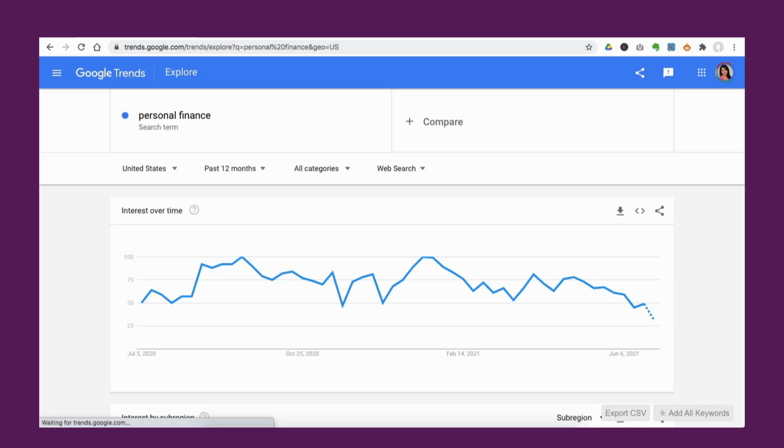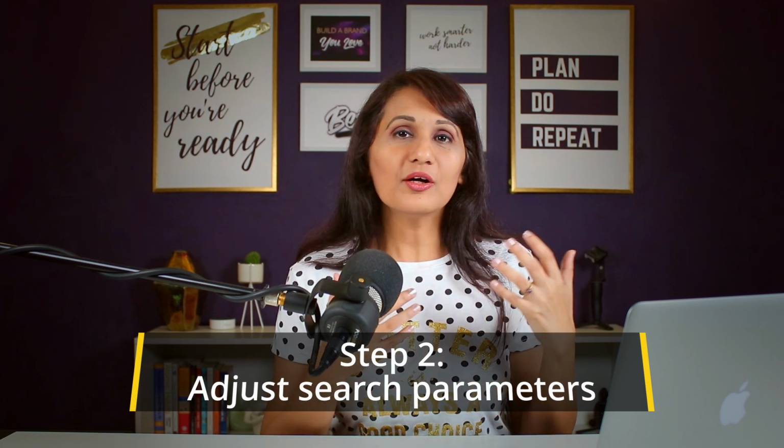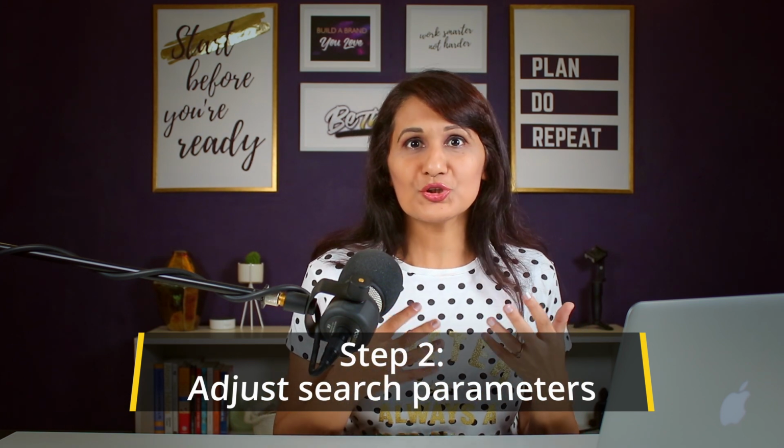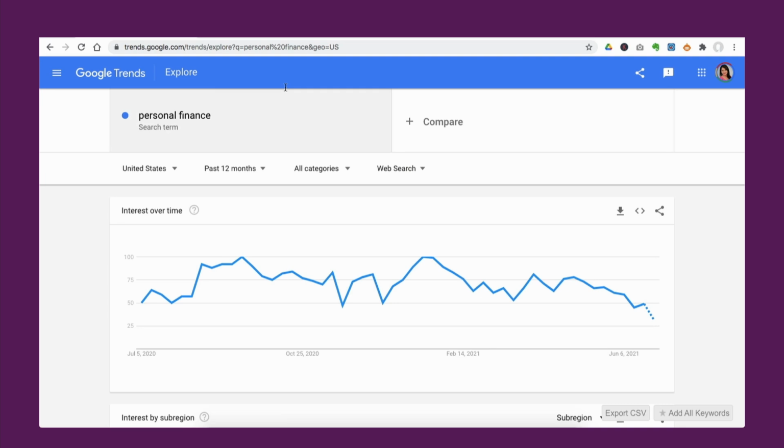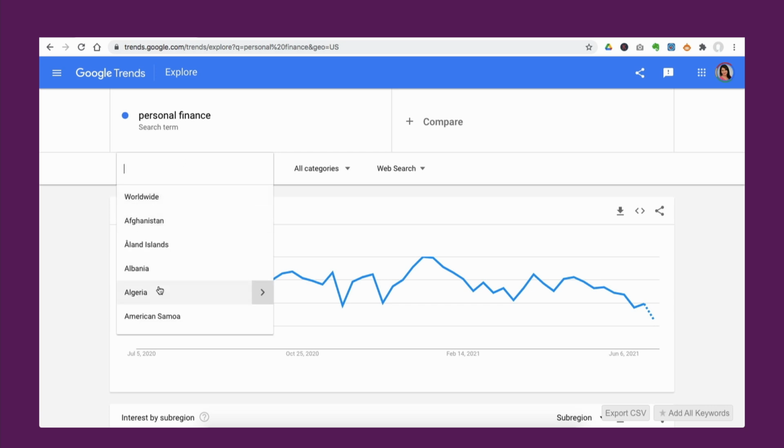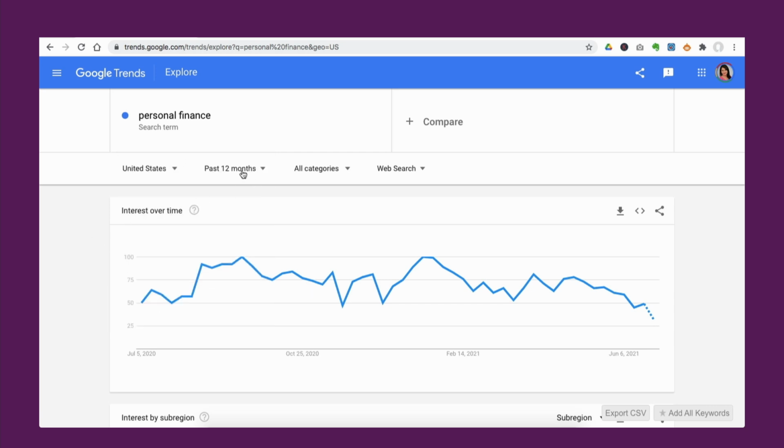And there are certain categories and filters that we can adjust. So that is going to be our step 2. We are going to adjust these search parameters. Okay, so the search parameters are country, and you can choose worldwide in here, or you can choose a specific country. Okay, the next search parameter is time.